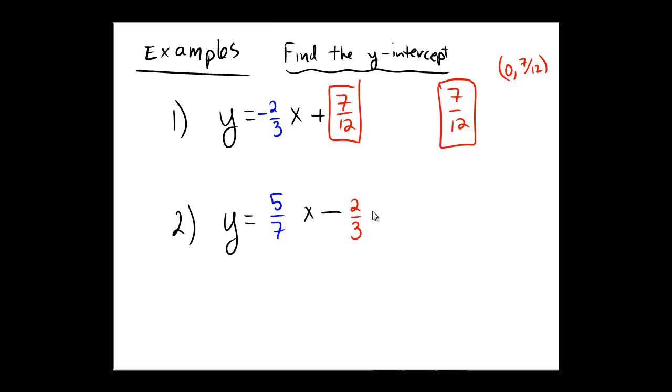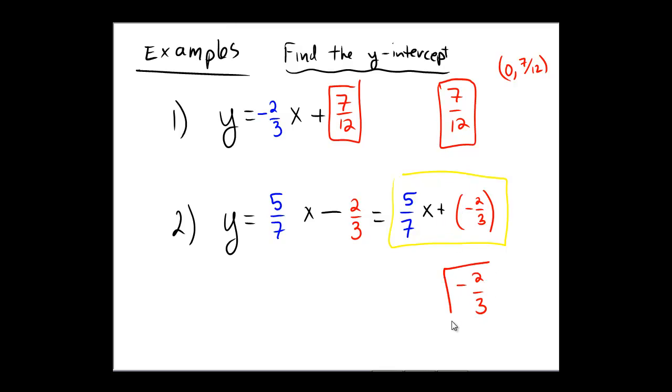So the way that we save ourselves here is we rewrite this as 5/7 x plus the number negative 2/3. Adding the opposite, or adding a negative, is the same as subtraction. Adding an opposite of a number is the same as subtracting the original number. So now that we have it written in a form that actually has a plus sign in there, we can notice that the y-intercept, which is in red, is negative 2/3.